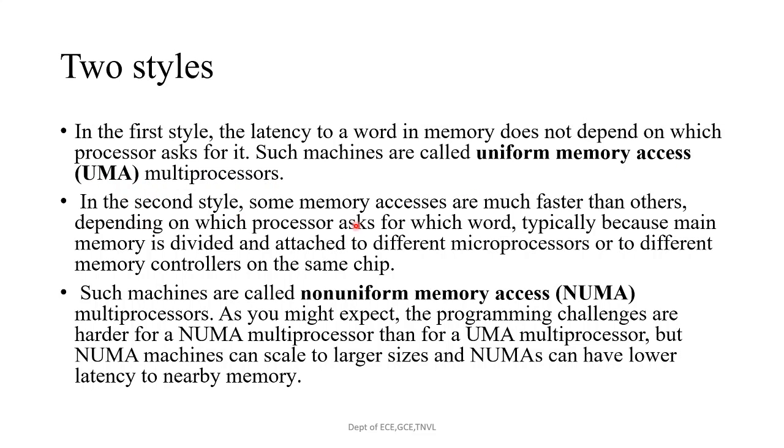In the second style, some memory accesses are much faster than others depending on which processor asks for which word, typically because main memory is divided and attached to different microprocessors or to different memory controllers on the same chip. Such machines are called Non-Uniform Memory Access multiprocessors, or NUMA. As you might expect, the programming challenges are harder for a NUMA multiprocessor than for a UMA multiprocessor, but NUMA machines can scale to larger sizes and NUMAs can have lower latency to nearby memory.